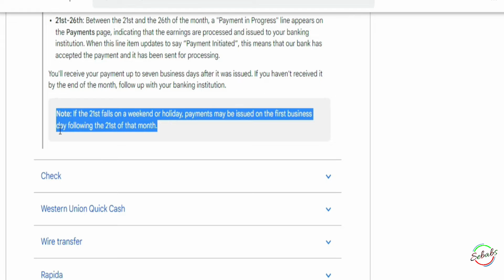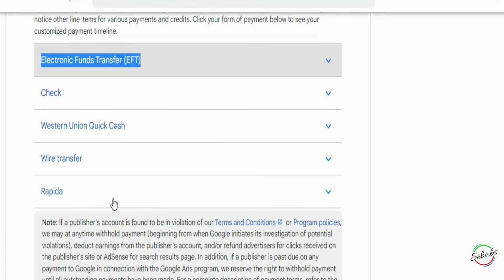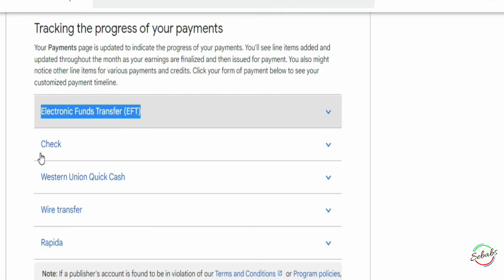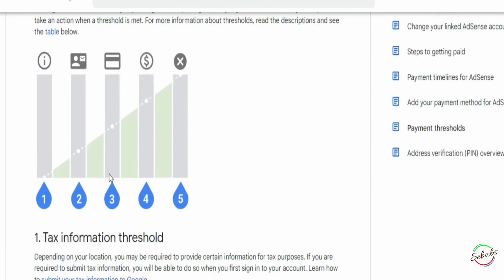Don't forget this: if the 21st falls on a weekend or holiday, payments must be issued on the first business day following the 21st of that month. Note that we are talking about EFT, electronic funds transfer. We are not talking about checks, not about Western Union quick cash, wire transfer, neither is it about Rapid. And the last thing is the payment threshold.